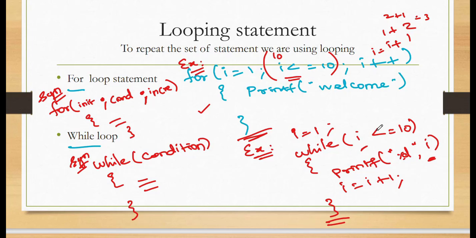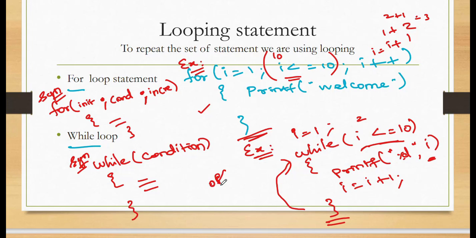If the condition is true, it enters into the loop and executes printf of this value, and I equal to I plus 1 increments the I value. It will go again to the loop and check the condition. So now the I value is 2, right? 2 is less than or equal to 10. Yes, the condition is true. Again it will enter and print.